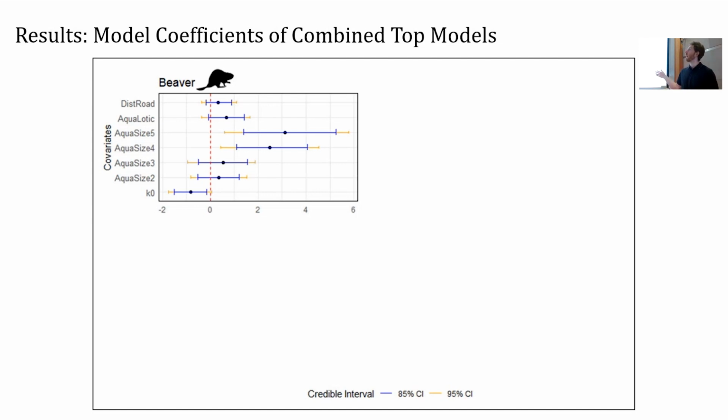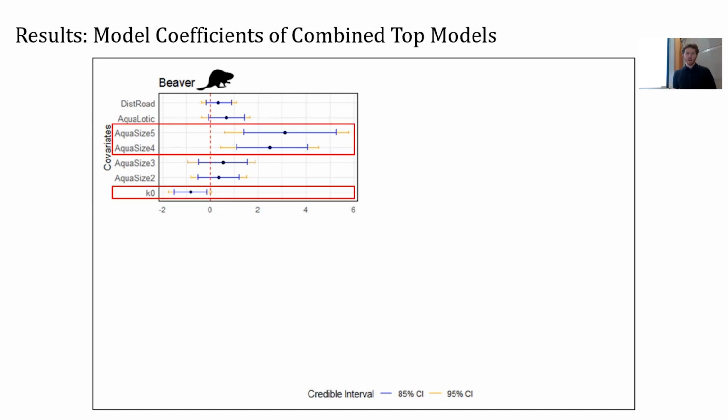So for beaver here, we have distance to road, as well as water body type and size in the top model. And here we can see that both the largest and second to largest size classes were strongly likely to have a positive influence. And the intercept term here, which simply represents small lentic water bodies, was somewhat likely to have a negative influence on their occupancy.